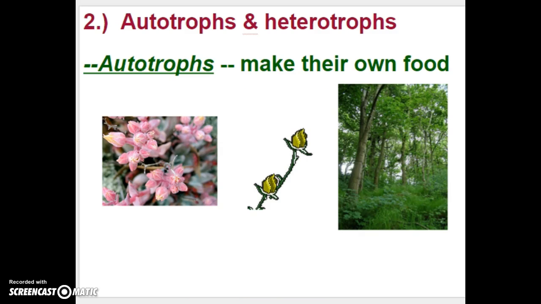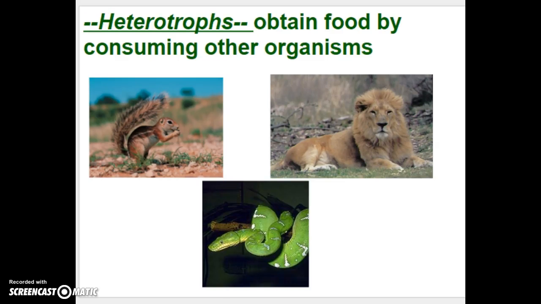Living things can be broken up into different categories based on how they get their energy. Autotrophs, auto, remember, means self. So these are organisms that make their own food, either through sunlight or through the rearrangement of chemicals. Plants, trees, flowers, some types of bacteria are autotrophs. They make their own food.